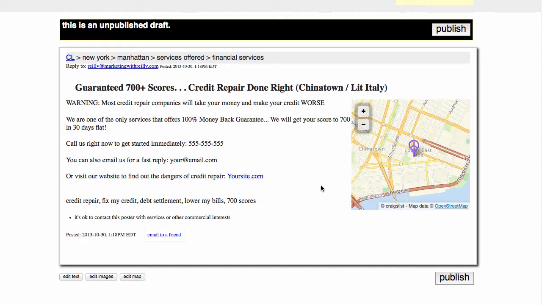Final step, which I'm not going to do because I don't want to publish this ad, is you would click Publish. It'll send you an email to your reply to email. You click the link, and in about an hour or two, your ad will start showing up on the classified site.